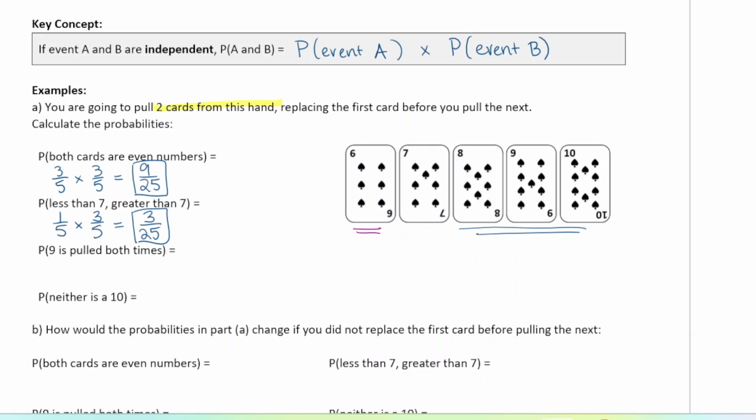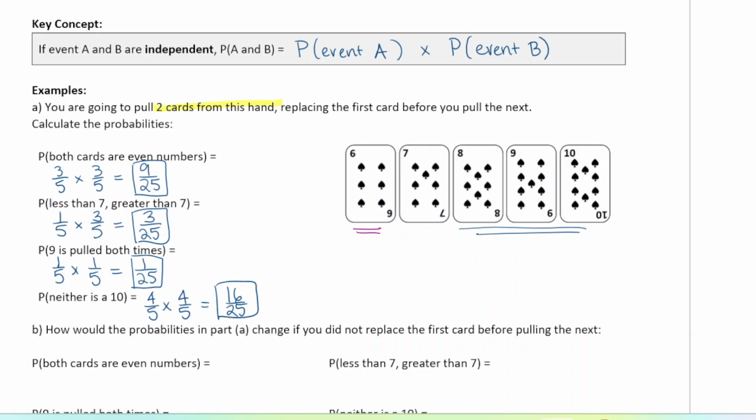Probability we pull 9 both times. Well, there's only one 9 in the deck, so the chance I pull a 9 is 1 out of 5, and then the chance I pull it again is again 1 out of 5. So the chance I do it 2 times in a row would be 1 out of 25. Neither is a 10. So if I don't want to pull a 10, there's 4 other numbers I could pull. So that would be 4 out of 5 times 4 out of 5, which would be 16 out of 25.